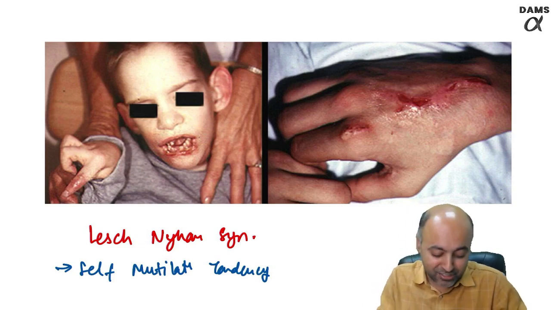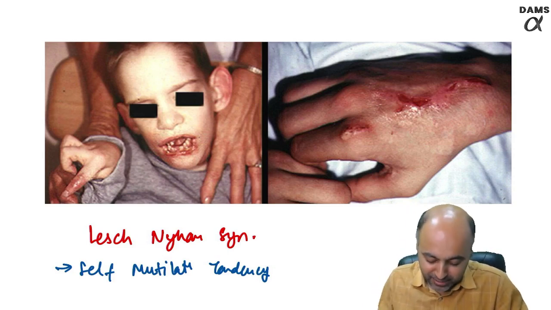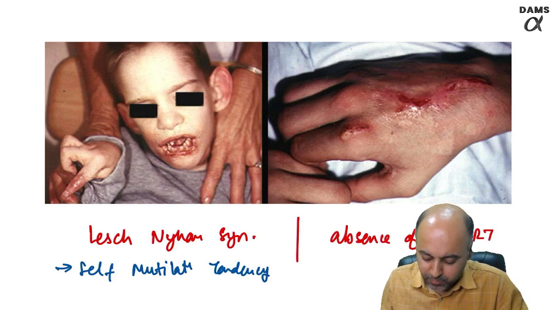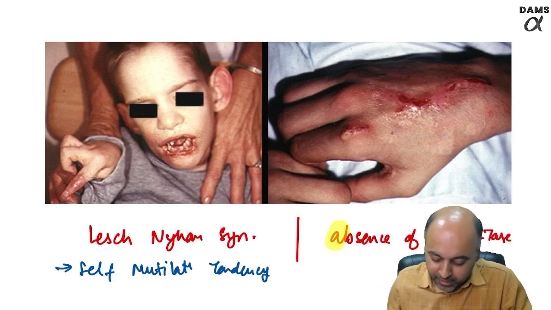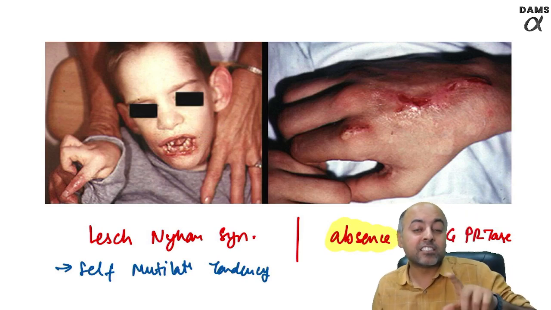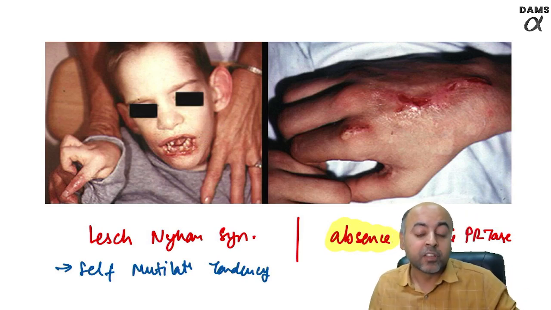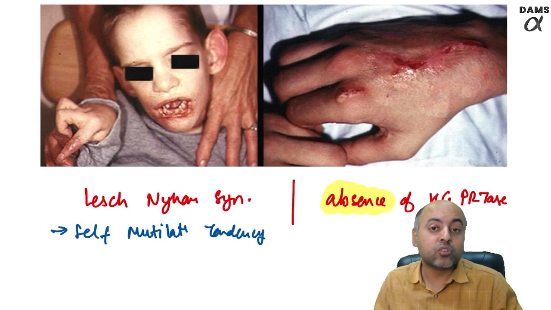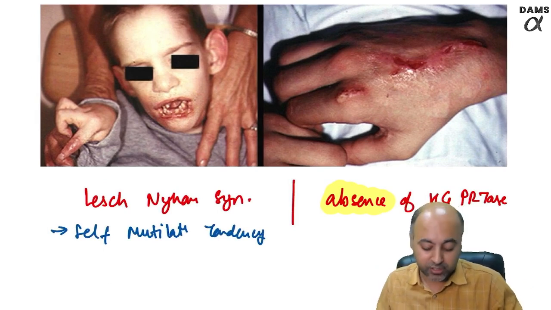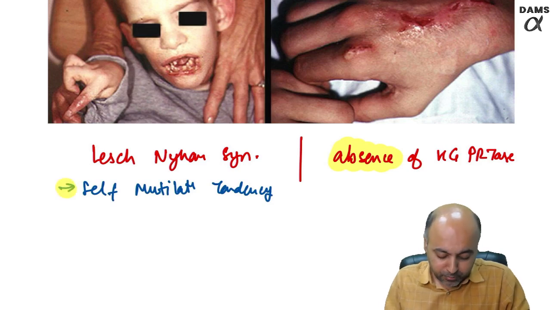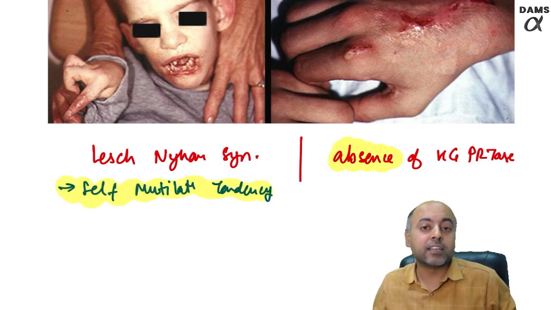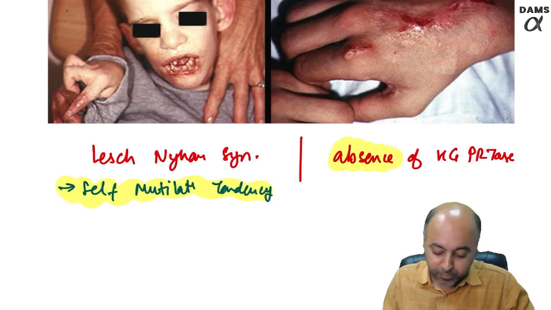Very good. And as most of you have already guessed, there is absence of the enzyme HGPRTase. Please make very special note of this term which I've said. There is absence, not decrease. When there is decrease, that is a Lesch-Nyhan variant. So the Lesch-Nyhan syndrome is the absence of the enzyme HGPRTase, and the self-mutilation tendency is a part of the psychiatric component of the presentation.